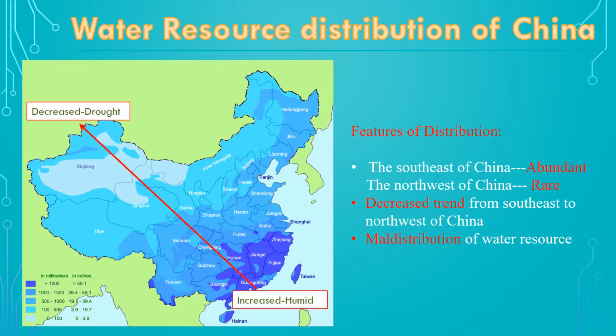Owing to China's particular geographic position, terrain, and climate conditions, the water resource is unevenly distributed. From the southeast to the northwest, the distribution of water resources presents a decreasing trend that does not fit the distribution of the population and land resources of China.